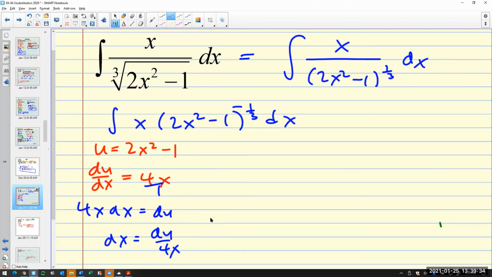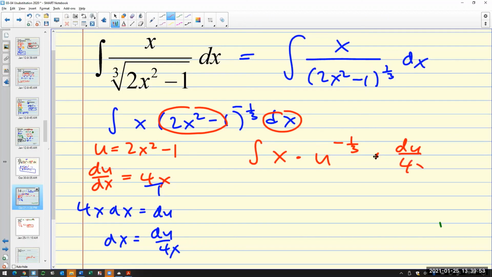Substitute two things. What two things do I substitute, guys? My u and my dx. Okay, I'm going to circle them. If I did not circle it, then I'm just going to copy it down. So this is the integral of x times u raised to negative 1/3. Your dx is du over 4x.